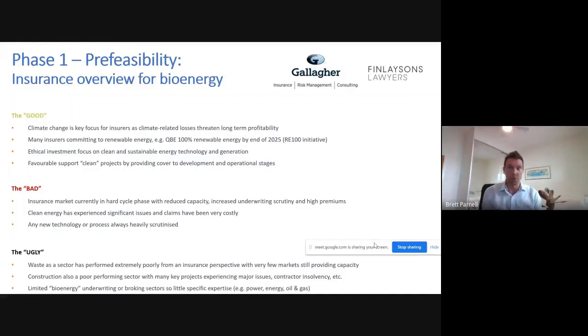Now, the ugly. Waste is generally categorized as really poorly regarded by insurers, because there's been a number of recycling plants that have suffered heavy losses, 10 factory fires, I think, at least in the last 18 years. And as a result, recycling plants have basically become uninsurable. And that's the characteristic of a hard market, when you can't place a risk anywhere for any price.